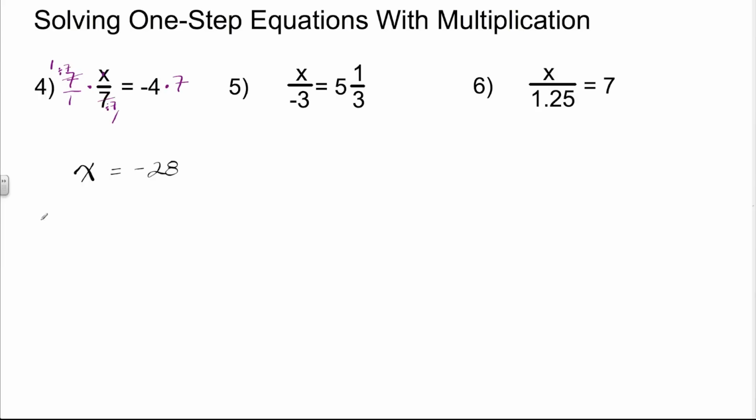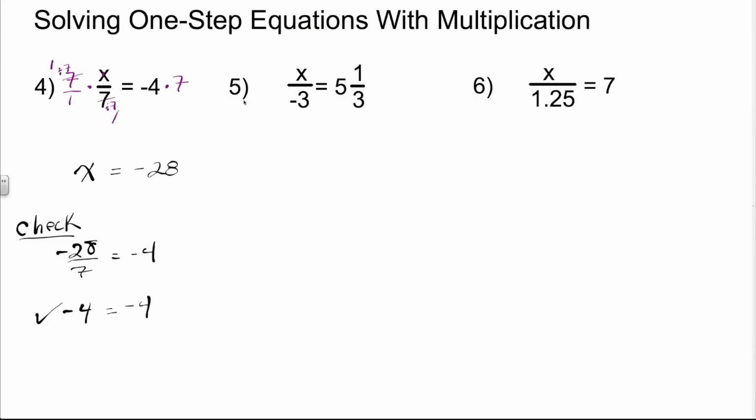If you want to, you can check your work here. We would check that work by substituting the solution, negative 28, into the original equation. Negative 28 divided by 7 is equal to negative 4. And in fact, that is true. 28 divided by 7 is 4. A negative divided by a positive is always negative, and that is equal to negative 4. So our work does check out there.